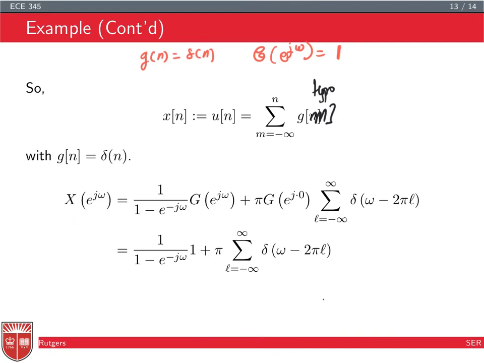Now when I apply the accumulator formula, I get that the DTFT of the step function is equal to 1 divided by 1 minus e to the minus j omega, times capital G of e to the j omega, plus the DC level here, pi times G of e to the j 0 times the impulse train function. Since we know that the DTFT of the impulse is 1, it's going to be 1 divided by 1 minus e to the minus j omega, plus pi times the sum from L equals minus infinity to plus infinity of delta of omega minus 2 pi L. And this is the DTFT of the step function: 1 over 1 minus e to the minus j omega plus pi times an impulse train function.